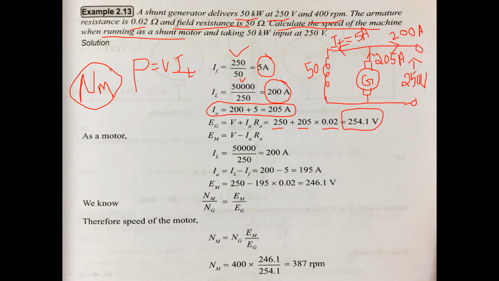So for the same load, in case of a motor, it is the motor back EMF. To calculate the back EMF, back EMF is equal to V minus I_a R_a. Brush drop is not given, so brush drop is neglected. So V minus I_a R_a. Here also the load current value I_L is the same, 200. So in case of a motor it takes 200 amperes of current.